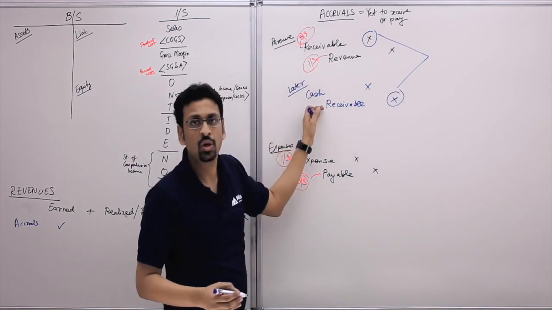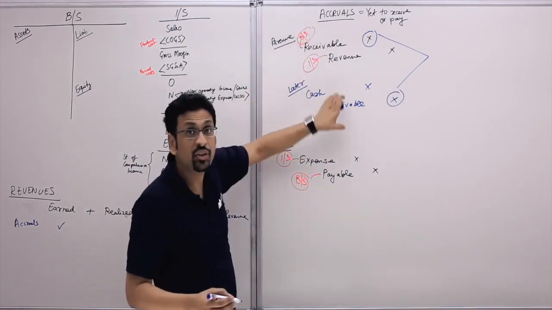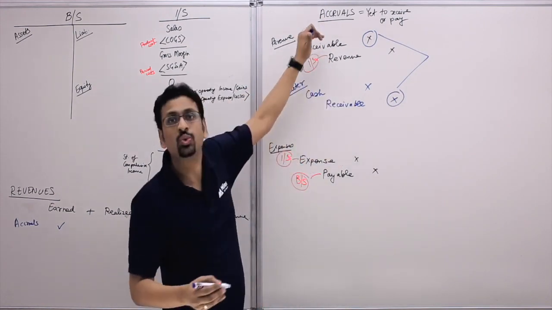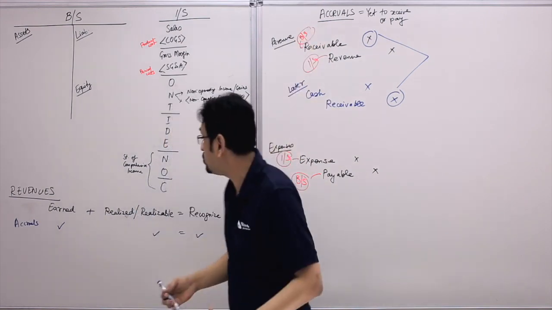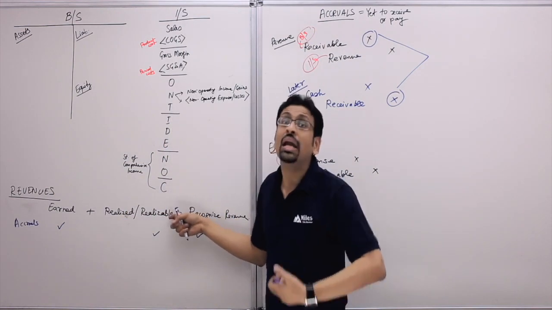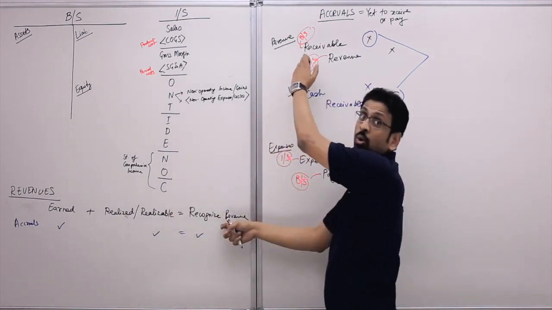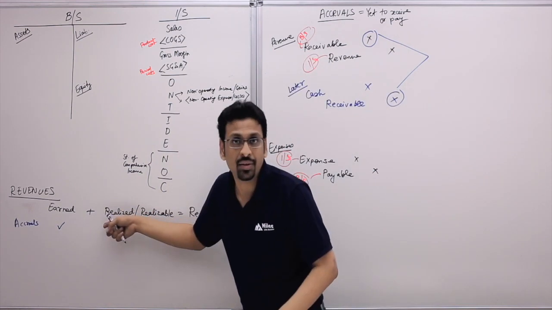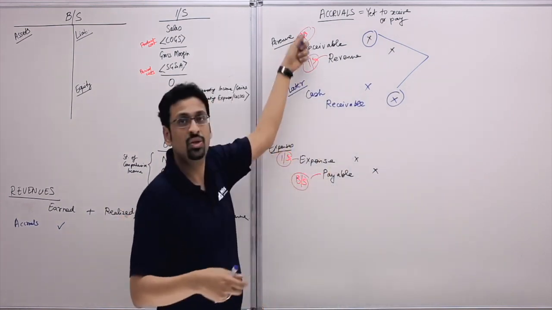It's a wash. So if you look at both these journal entries together, it's basically cash to revenues. Just that revenue was not realized, it was realizable. The realizable revenue which was recognized right now got realized later. So later we received the cash.